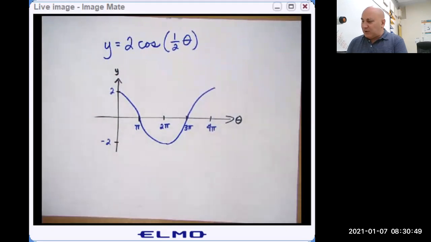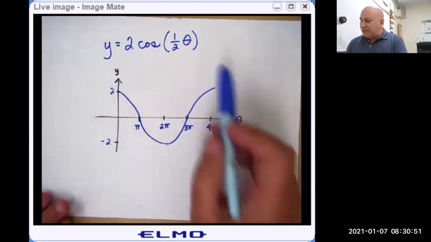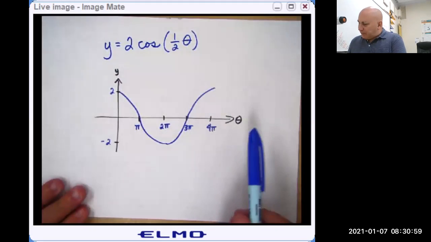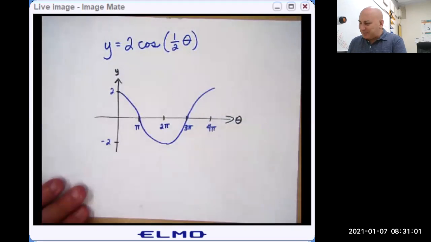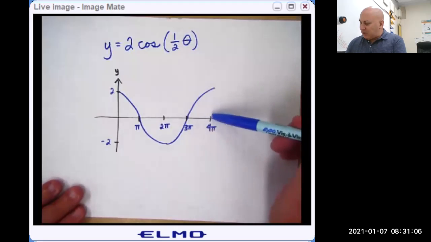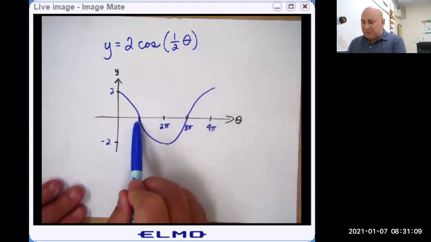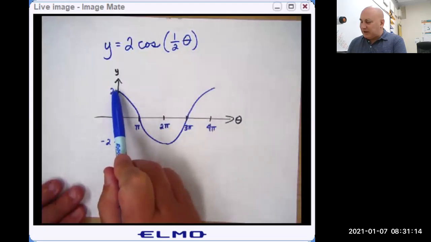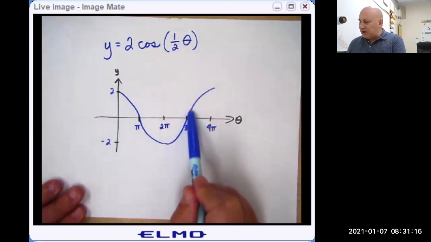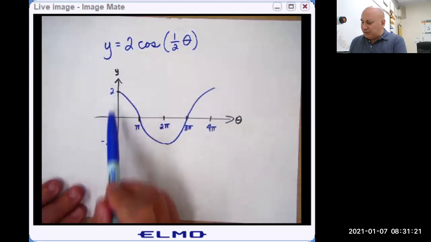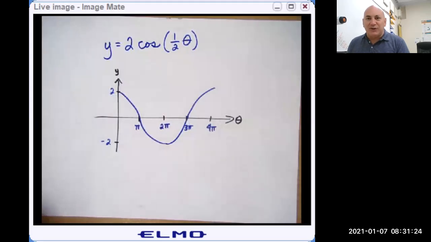If I have 2 times the cosine of theta over 2, usually with angles we use theta, so we're going to use theta and x interchangeably. This is my theta axis and y. 2 pi over 1/2 is 4 pi. So I go up 4 pi, 2 pi, 1 pi, and that's going to be 3 pi. It's a cosine function, so it starts at a peak. 1, 2, 3, 4/4 of the period. And then I label the 2 and the negative 2.